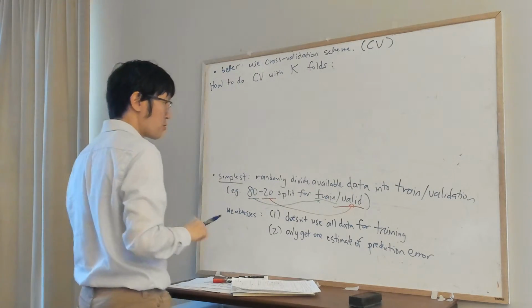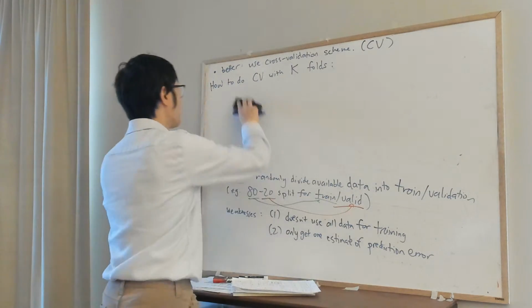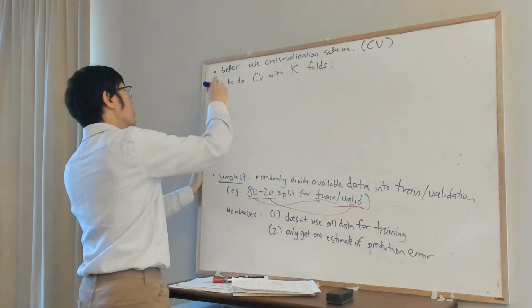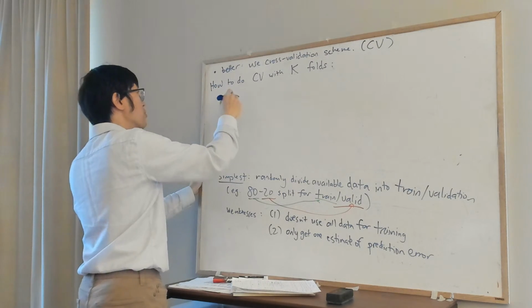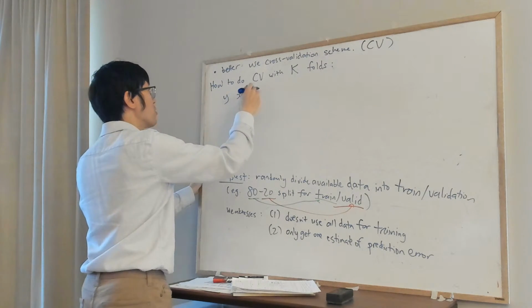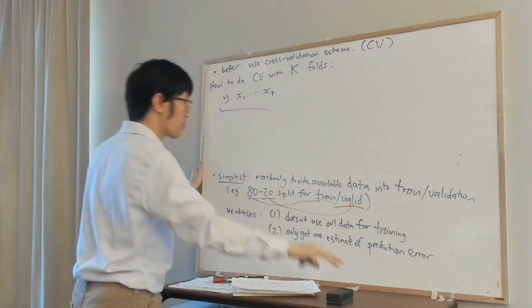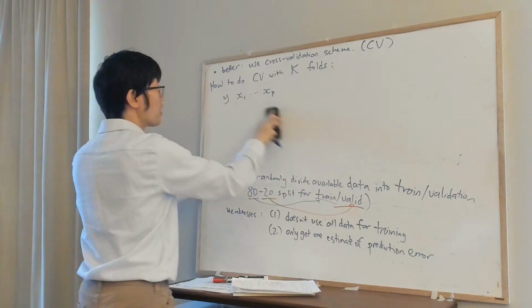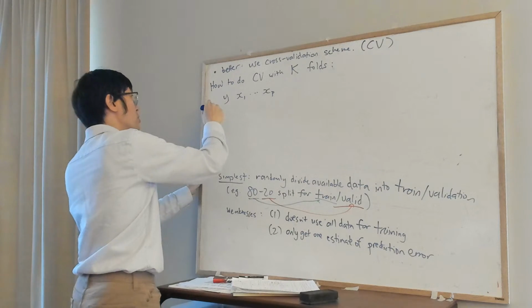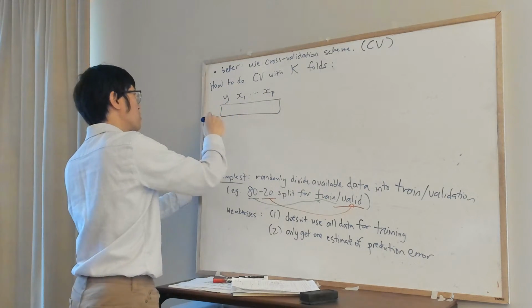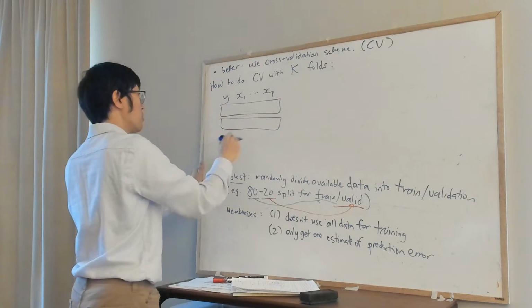Let's draw a picture of our data. Let's say we have these values: y, x1 up to xp. What we're going to do is divide our data into K blocks. Step 2.